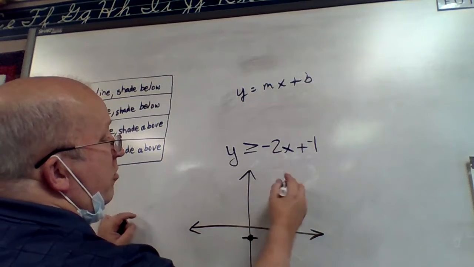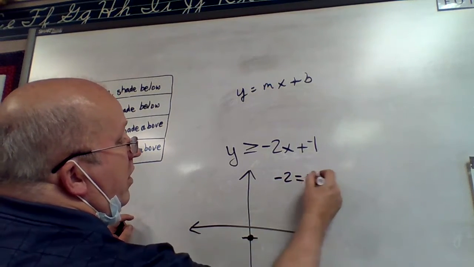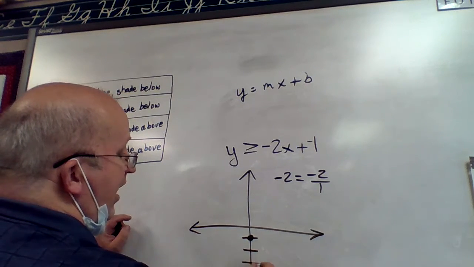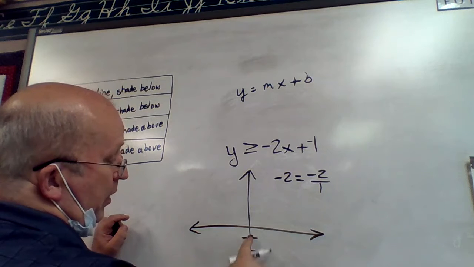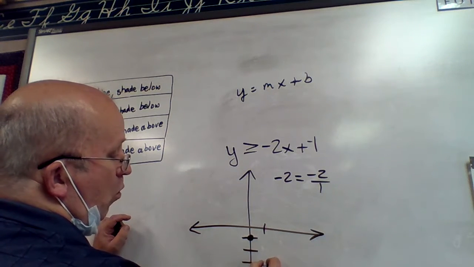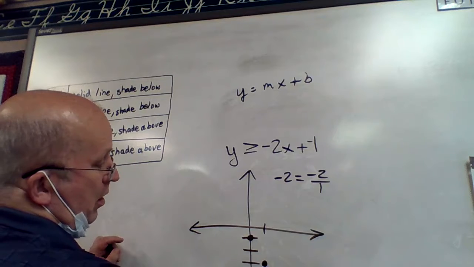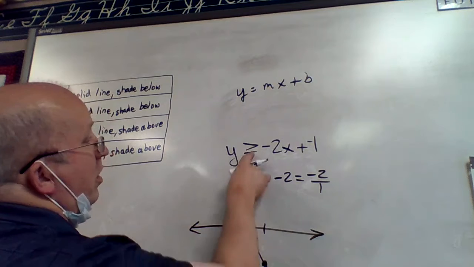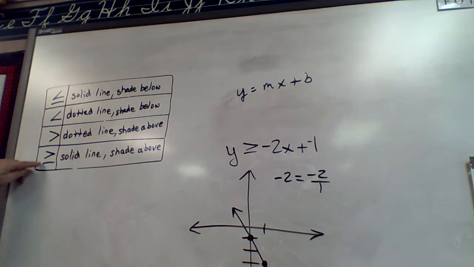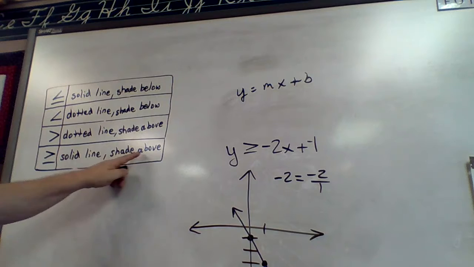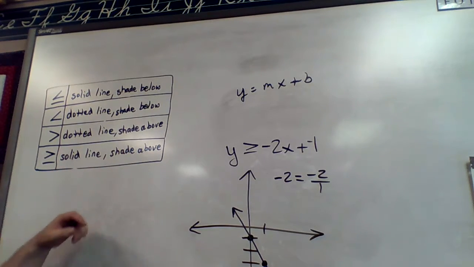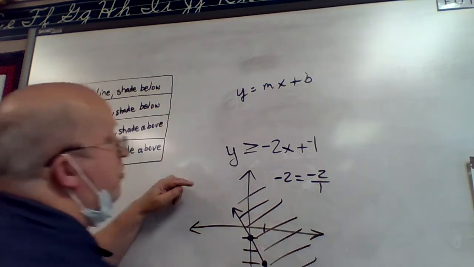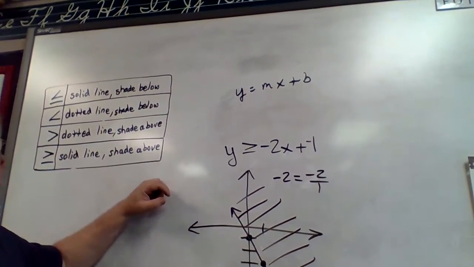My slope is negative 2, so I want to think of that as negative 2 over 1. So I am going to rise a negative 2, which means dropping 2, and I'm going to run 1. That puts me right there. I'm going to draw my line, and then I got to go look at the chart. Greater than or equal to, solid line, shade above. I already got the solid line, and here's my shading above. I am done with the graphing of that line.